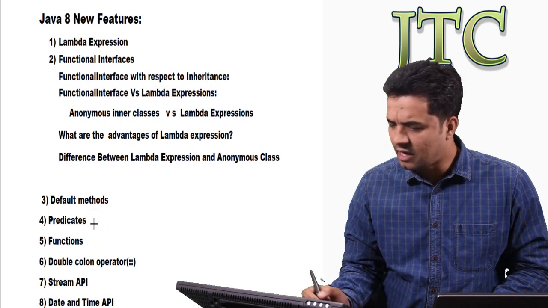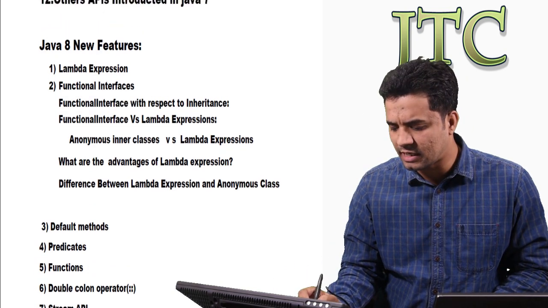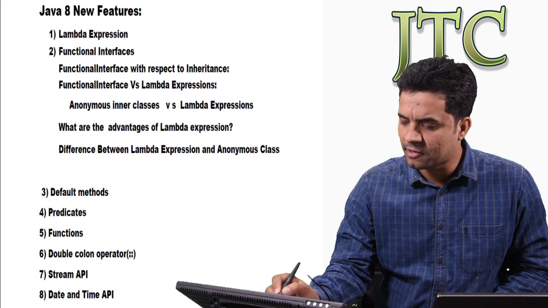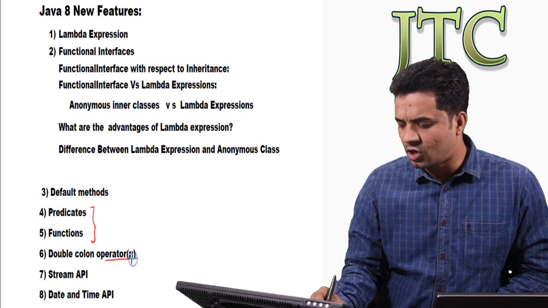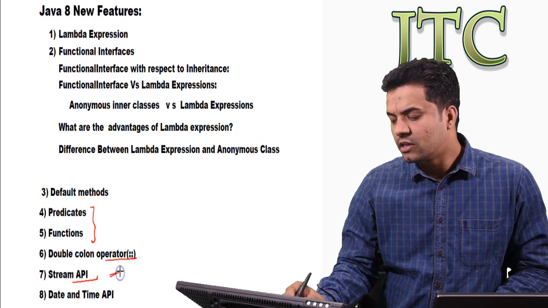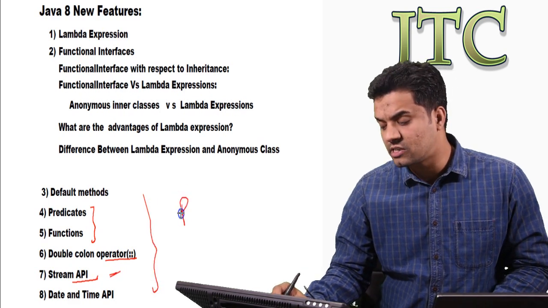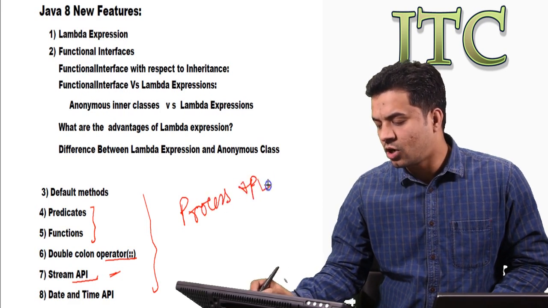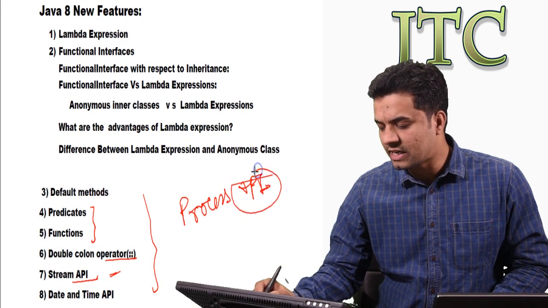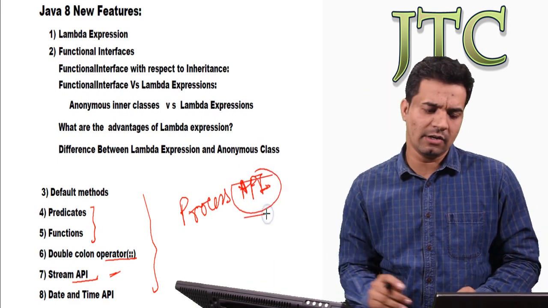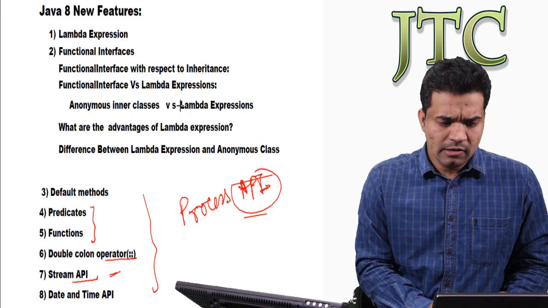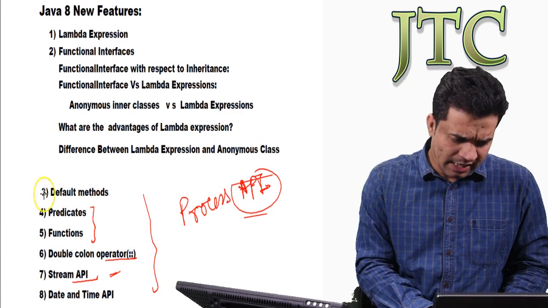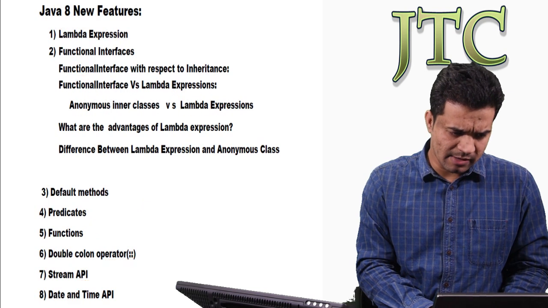See here, predicates. Again, I can say that it is a very important point. Predicates are here. Next to this, functions are here. So predicates, functions, double colon, stream API, very important again. There is a new introduction called the process API. We will be talking about this process API again, what exactly it is, and we will have a healthy discussion about all that in the subsequent topics. Here I am just giving an introduction to the syllabus.